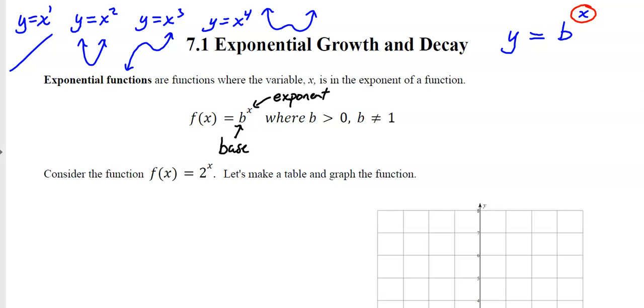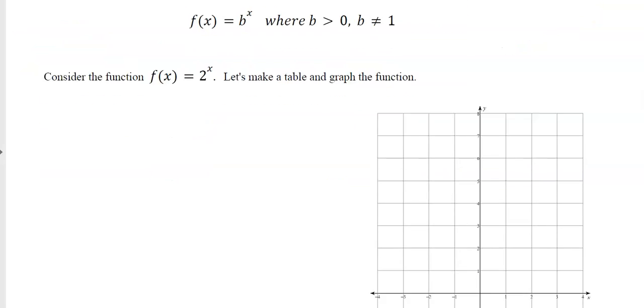And the base has got to be greater than 0 and not equal to 1, because if it's 1 to the something power, it's just going to stay 1, and it wouldn't be very interesting. So bigger than 0, but not equal to 1, so it can be fractions, it could be bigger numbers, and we'll see some examples here in a second. So let's go to this next one.